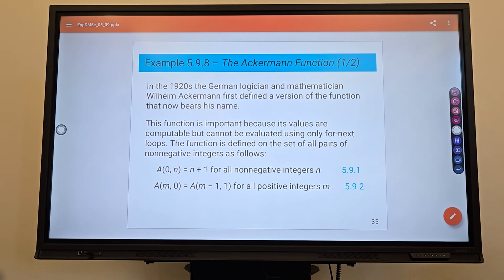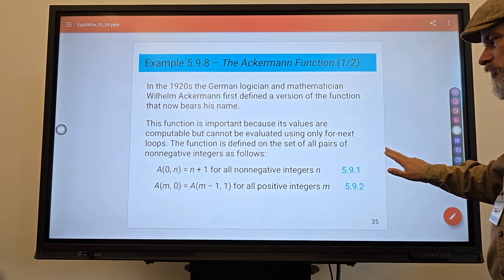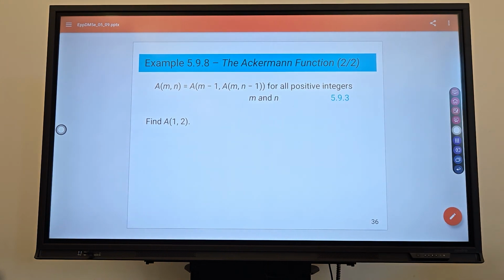A of 0, n equals n plus 1 for all non-negative integers n. A of m, 0 equals A of m minus 1, 1 for all positive integers m. A of m, n equals A of m minus 1, A of m, n minus 1 for all positive integers m and n. Find A of 1, 2.